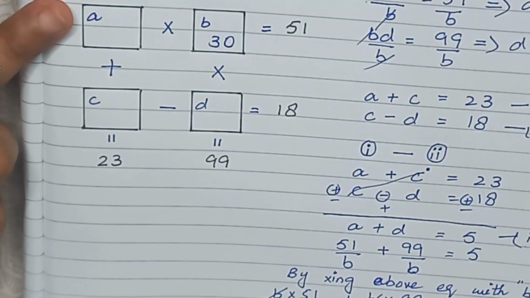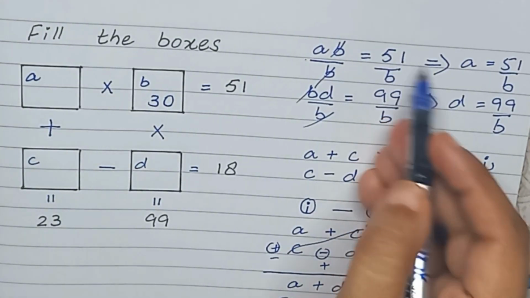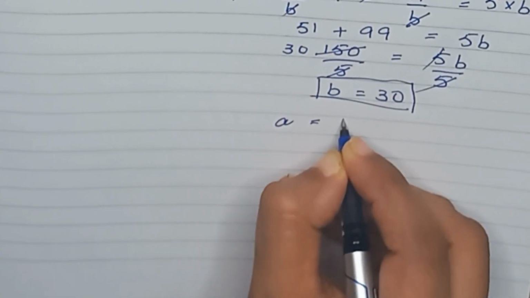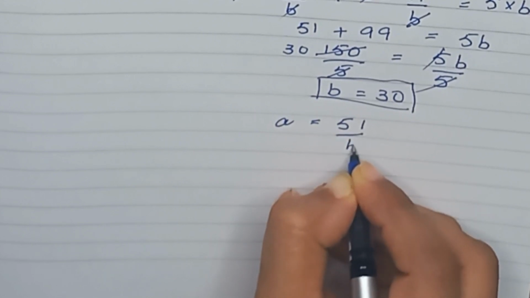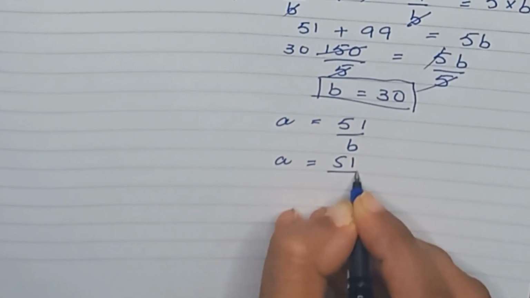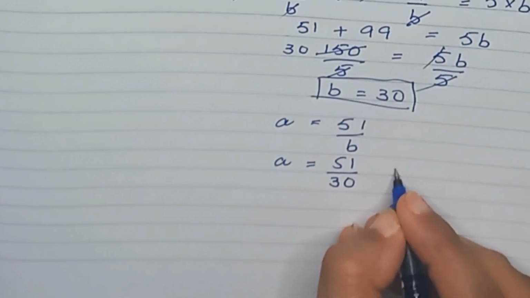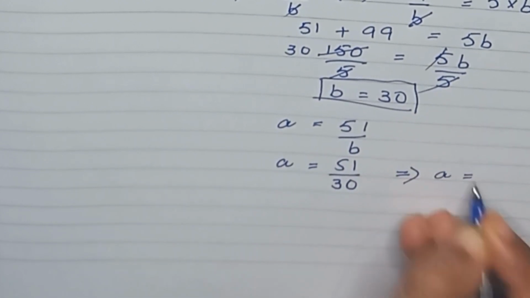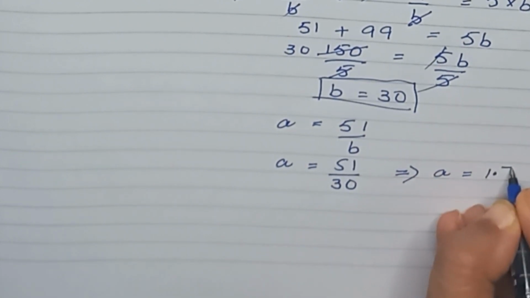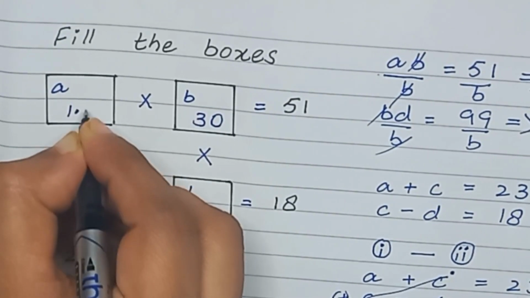Now we will find the values of A, C and D. As we know that A is equal to 51 divided by B, it will become A is equal to 51 divided by 30, since B is 30 now. So the value of A will become 1.7. So here A is 1.7.